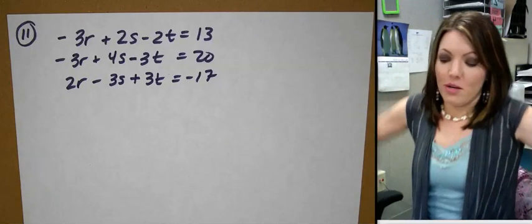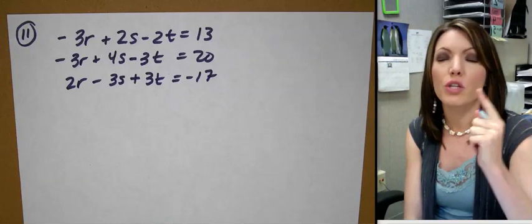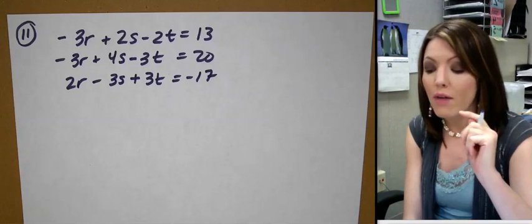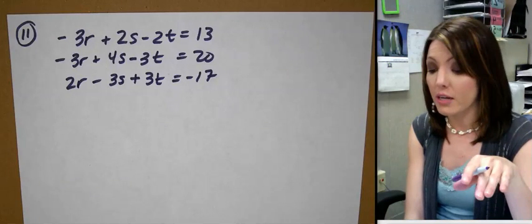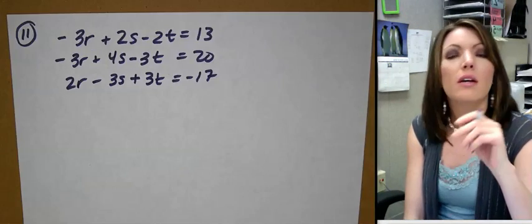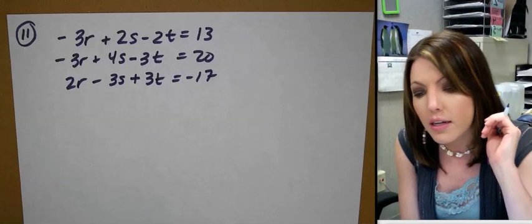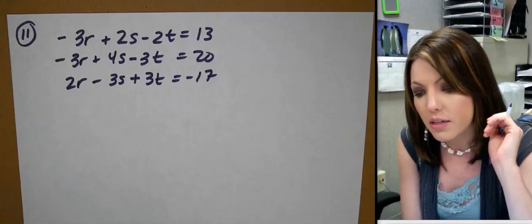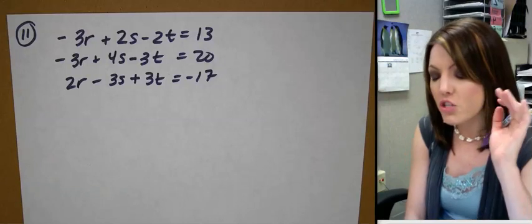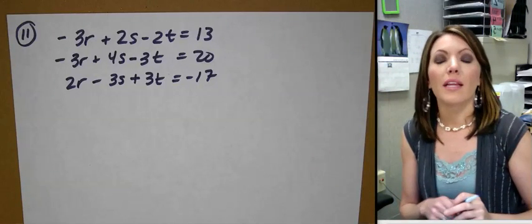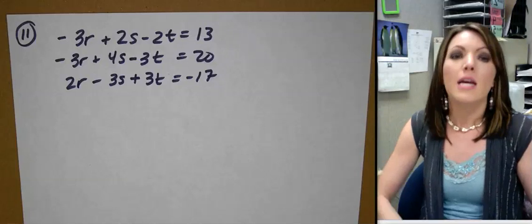these problems, remember we talked about 2 very important things. The first one is make sure you copied it down correctly, because if you have 1 plus or 1 minus that is off, it's going to be a very unpleasant experience for you. So, let me just double check to make sure that I copied it down correctly. Negative 3r plus 2s minus 2t is 13. Negative 3r plus 4s minus 3t is 20. Okay, so here we go. It's copied down correctly.